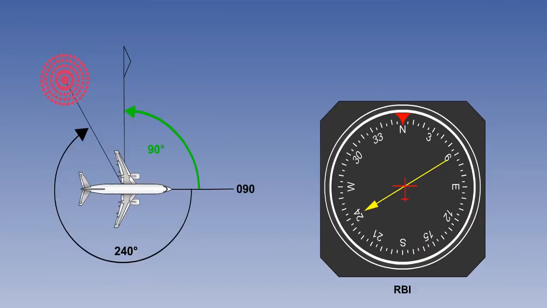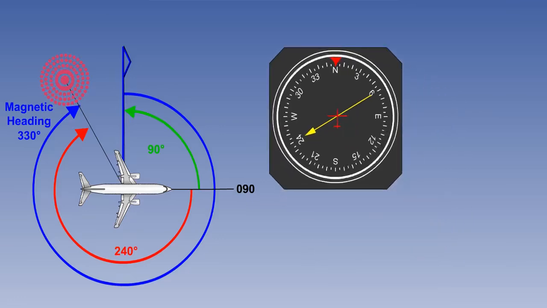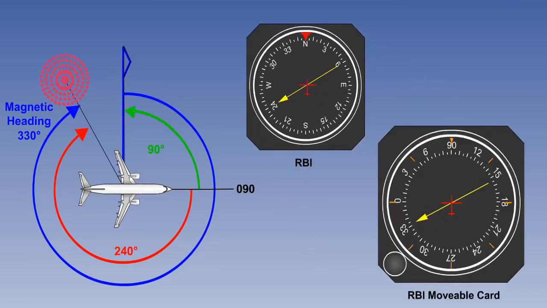The NDB is in the same place. It is just the aircraft's heading that has changed. So if we add the heading of 090 degrees to the relative bearing of 240 degrees, we have the same magnetic bearing to the NDB of 330 degrees. With the movable card set at 090, this calculation is done for the pilot, showing that the NDB is on a magnetic heading of 330 degrees.